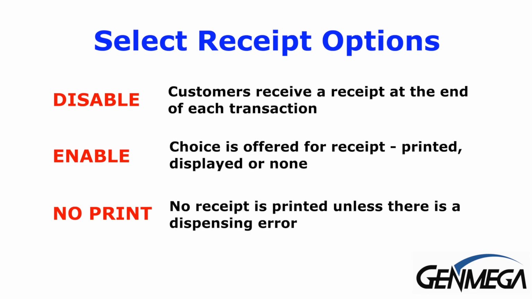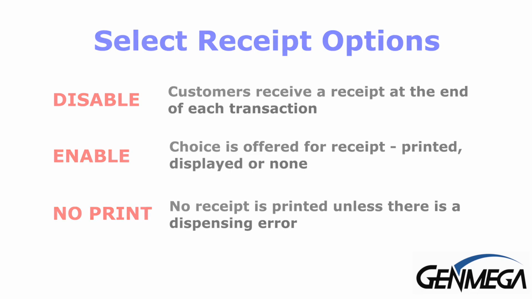For all of these options, if a printed receipt fails, a display receipt will be shown. And the software will always attempt to keep the ATM online during a paper outage or printer malfunction. However, communication errors must be fixed to go back in service.